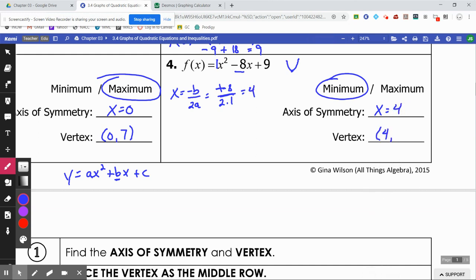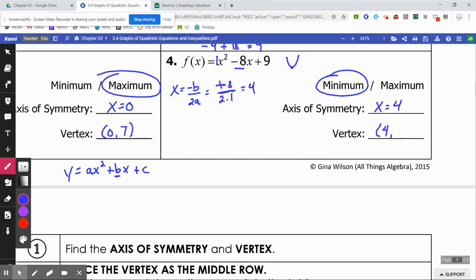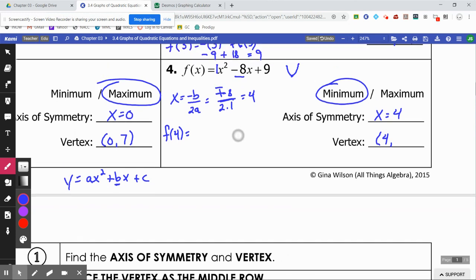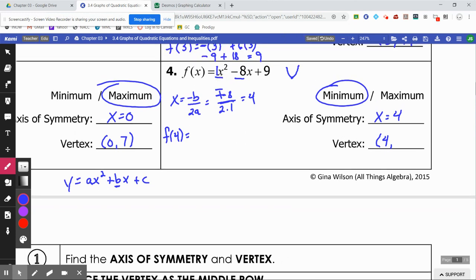That means your vertex will be 4, comma. Let's plug in 4. I'm going to just go ahead and multiply it out as I plug it in. 4 times 4 would be 16. Negative 8 times 4 would be negative 32 plus 9. I like to add 16 and 9 first. It's 25 minus 32 gives me a negative 7. So 4, negative 7 will be your vertex.